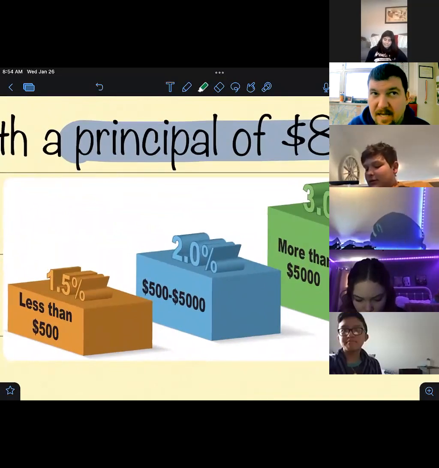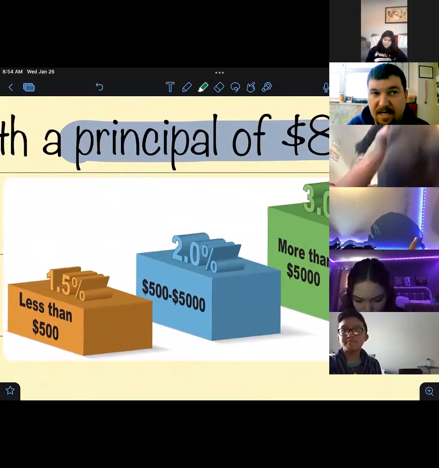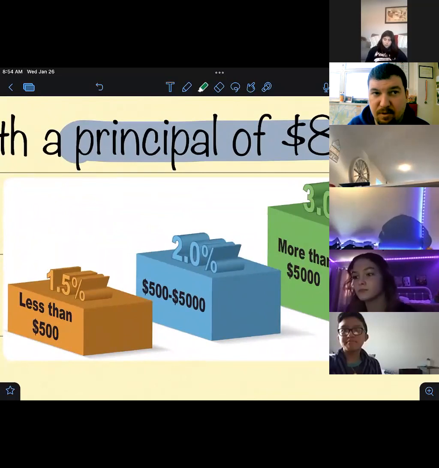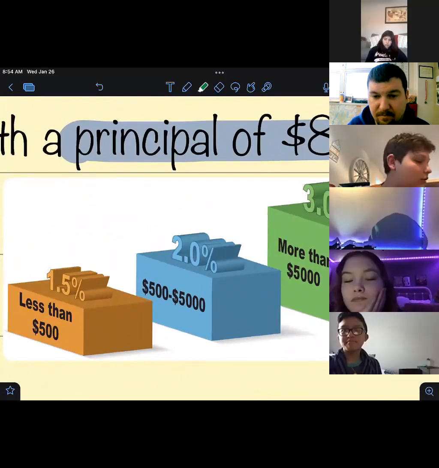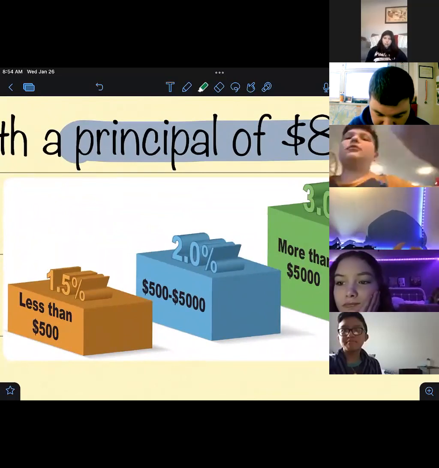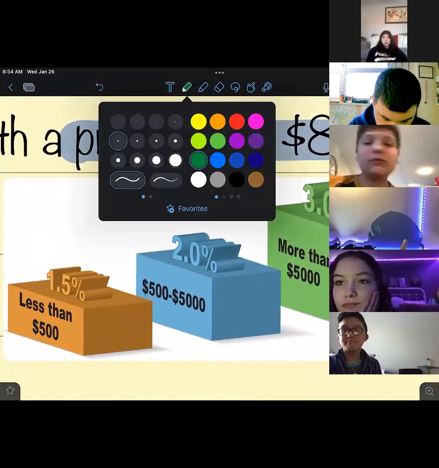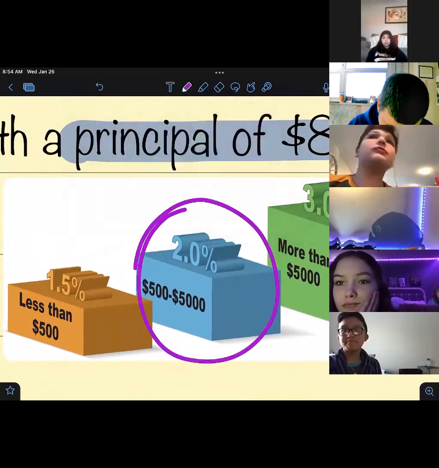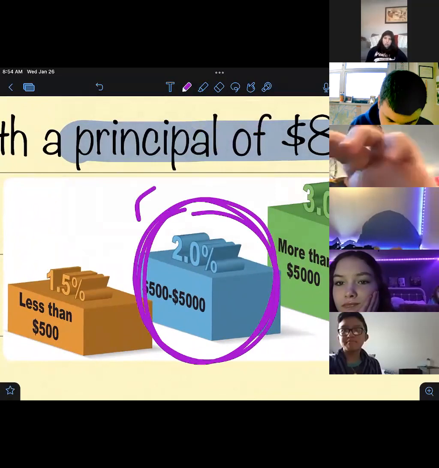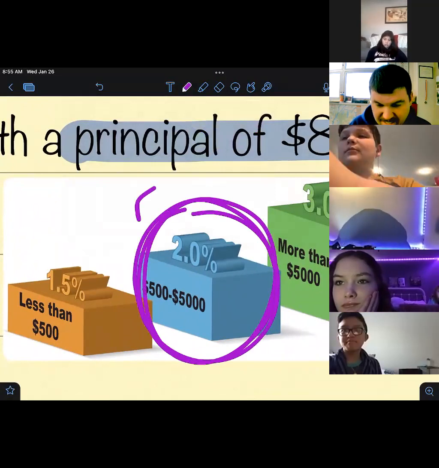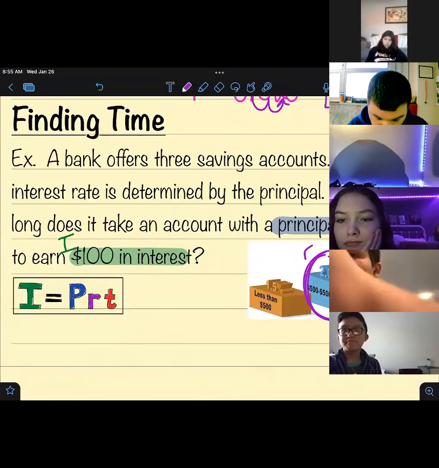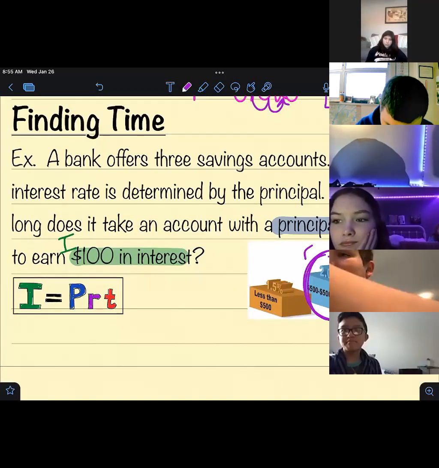Maddox Williams. If we put in $800, can you tell me which of these interest percents they're going to give us? That's right, 2%. Yeah, so our R is going to be 2% because we're putting $800 in, which is between 500 and 5,000. Good job. Okay. So now we're going to go ahead and write our equation down.